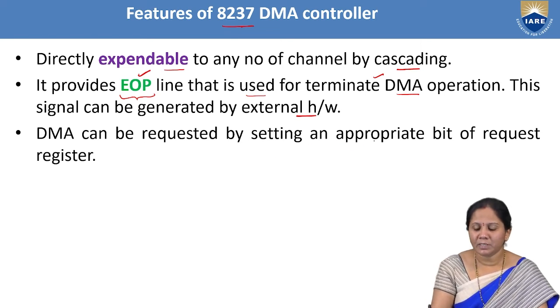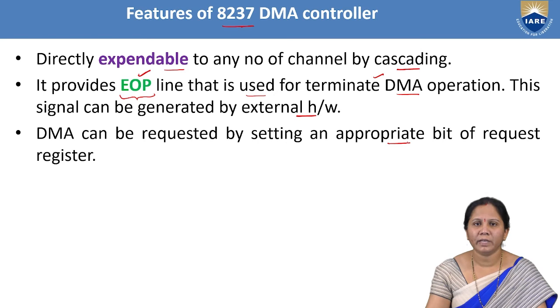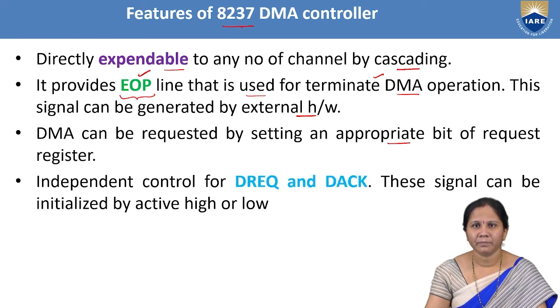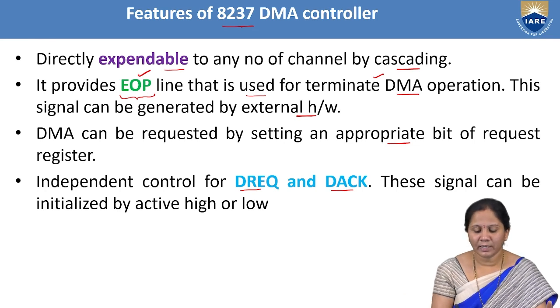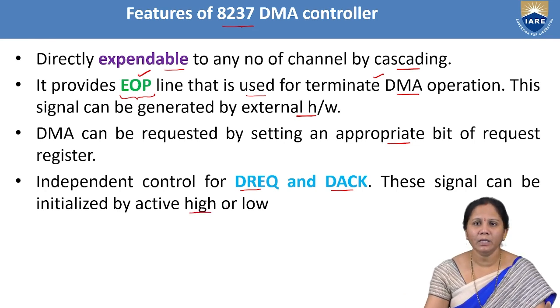And DMA can be requested by setting an appropriate bit of a request register. And similarly, the DMA data transfer between IO devices and memory happens by isolating the CPU, and in this case also, by using the signals called DREQ and DACK. DREQ represents DMA request and DACK represents DMA acknowledgement. So these signals can be initialized as active high or low.